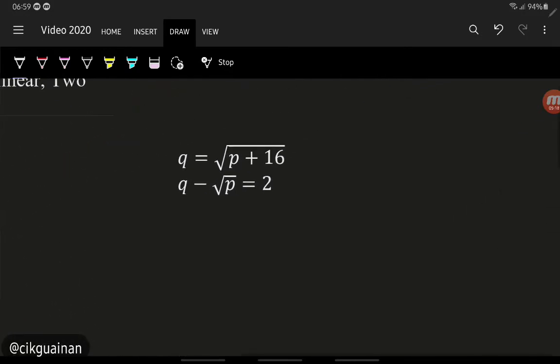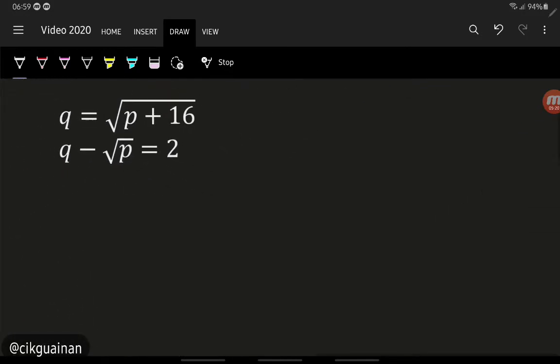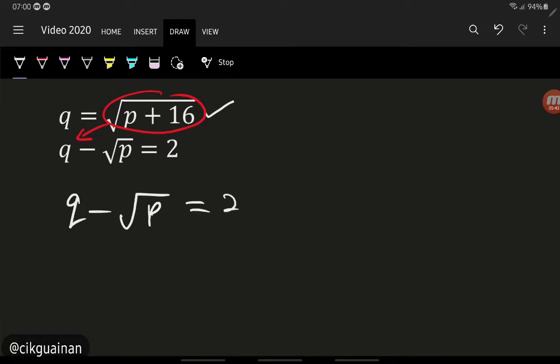Let's look at the second one involving q and p. So we already isolated q over here in the first equation, so our work is very easy. So what we are going to do is we substitute these over there. So maybe it's best I write q minus square root of p equals 2 over here. And then I substitute what q is over here with a square root of p plus 16. Correct. Now we have this.